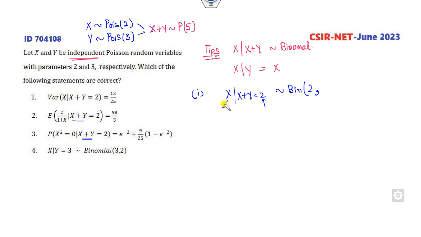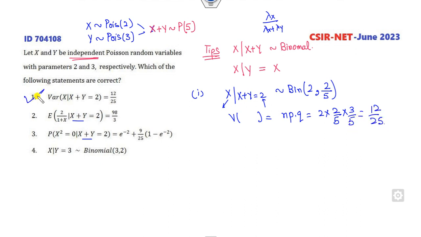Now it's the mean, the probability of x. How can you find the probability? The formula is lambda x over lambda x plus lambda y. So the Poisson mean is 2 over 2 plus 3, which is 5. So here, can you find the variance of this quantity? What is the variance of the binomial distribution? NPQ. 2 into 2 by 5 into 3 over 5. So it is 12 over 25, the right answer.